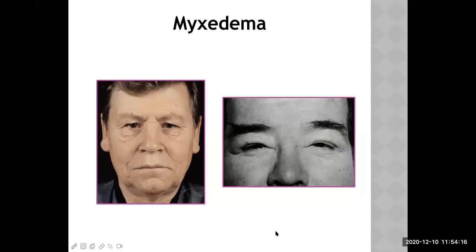Now, in a male, similar type of features. Look at this facial puffiness here, periorbital puffiness as well as facial puffiness. The whole face looks like a coarse face, and the eyes are almost closed here because of the deposition of the substances in the eyelid. Typical case of hypothyroidism.